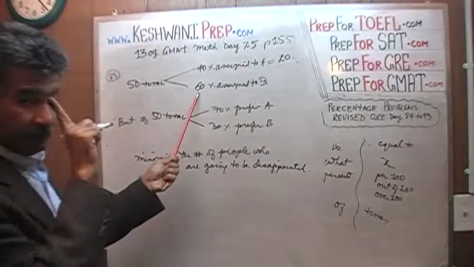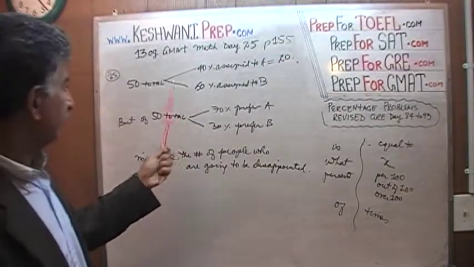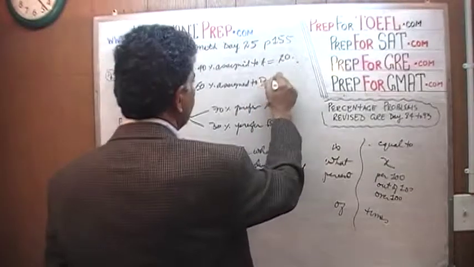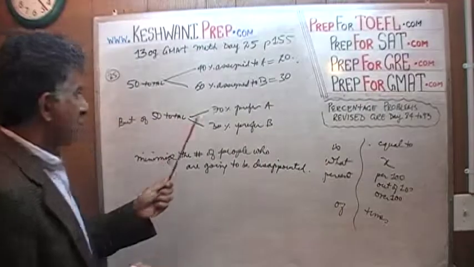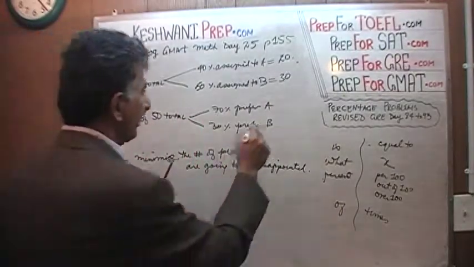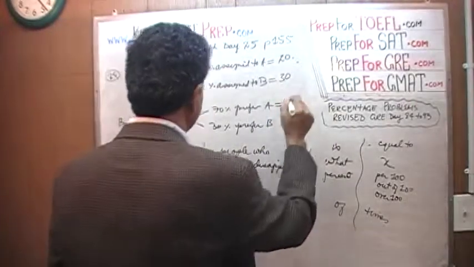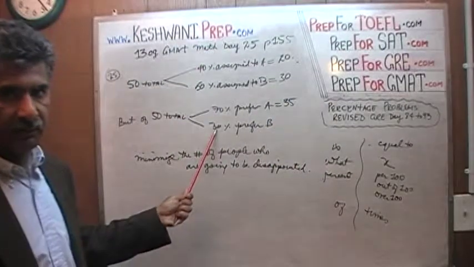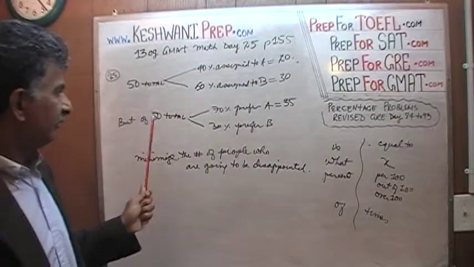We know that 60% of 100 is 60. Therefore, 60% of 50 must be 30. 70% of 100 is 70. Therefore, 70% of 50 must be 35. 30% of 100 is 30. Therefore, 30% of 50 must be half of that.